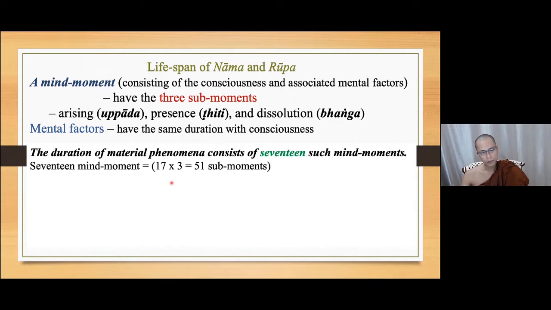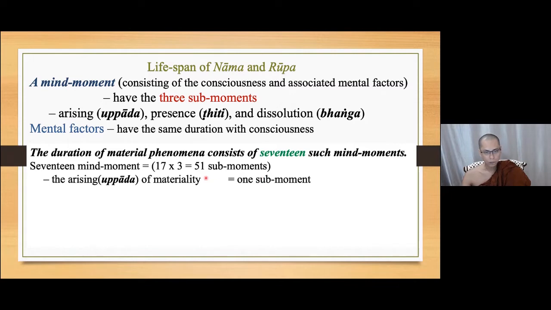So if we multiply the 17 mind moments, we get 51 sub-moments. So when the mentality has 3 sub-moments as its lifespan, the materiality has 51 sub-moments. Here, the materiality does not include all 28, and we will see what the exceptions are.